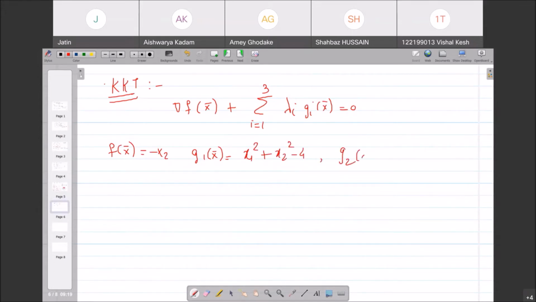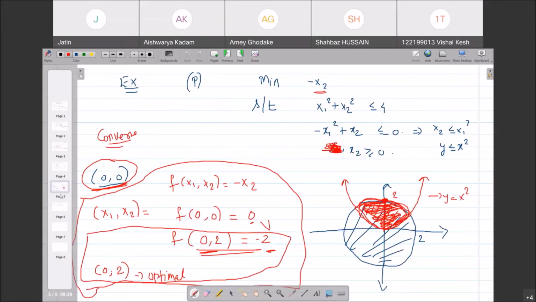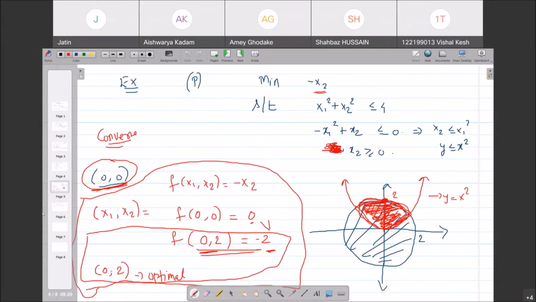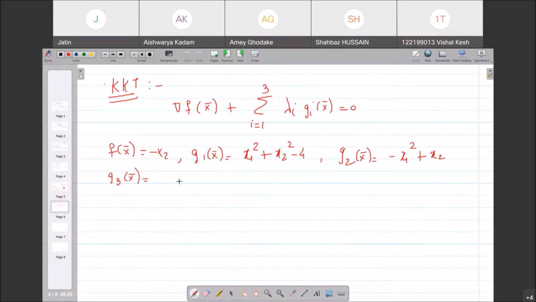What is g2 of x bar? It is -x1² + x2. What is g3 of x bar? My x2 is greater than or equal to 0, meaning -x2 is less than or equal to 0, so g3 is -x2. So g1, g2, g3 and f: these are my three constraints and the objective function.